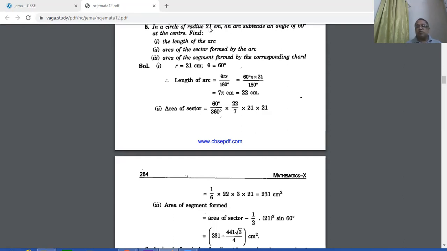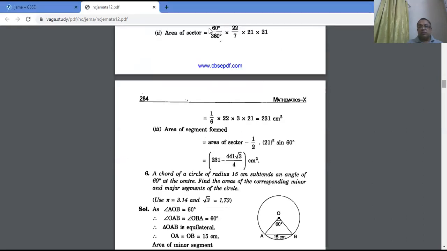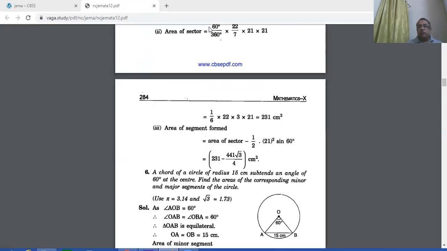So half r square sin theta means half into radius 21 square, and sin 60, because theta is 60, and sin 60 value is root 3 by 2. So when I calculate this, I will get the answer easily. That answer will be half into 21 into 21 into sin 60 value root 3 upon 2. So 21, 21, we get 441 root 3 by 4.